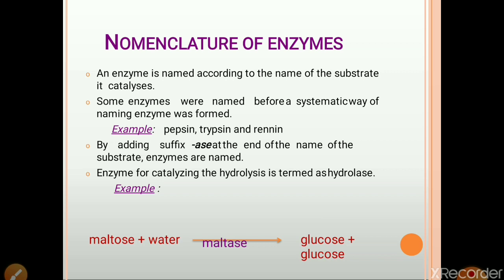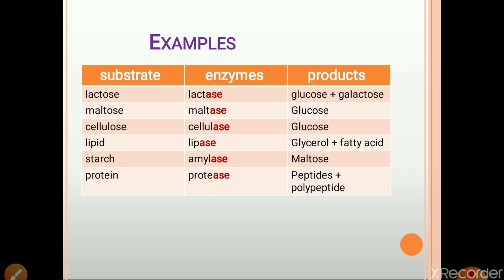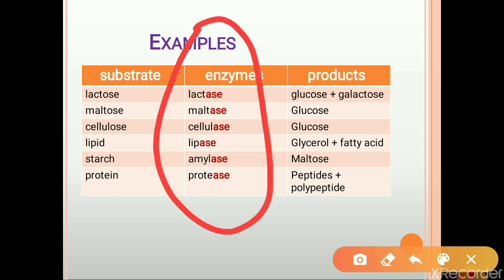There are also some enzymes which do not have the suffix -ase but act as enzymes, like pepsin, trypsin, renin, which we already studied. So there are some examples of enzymes which have the suffix -ase: lactase, maltase, cellulase, lipase, amylase, protease. Lactase is an enzyme which breaks lactose. Lactose is also a disaccharide sugar like maltose, which converts into glucose plus galactose, but maltose converts into two molecules of glucose.